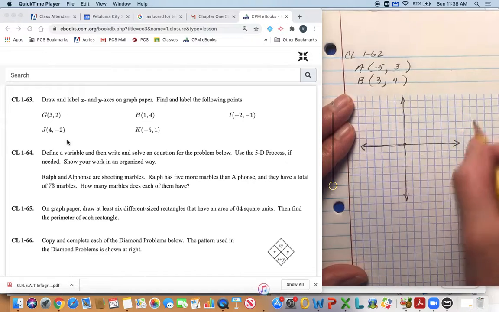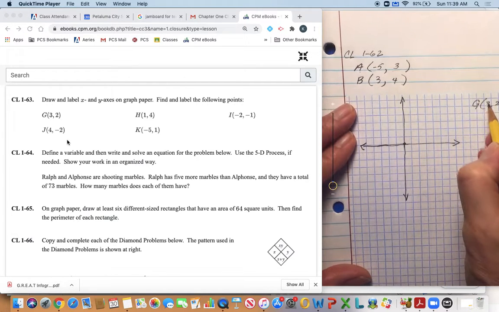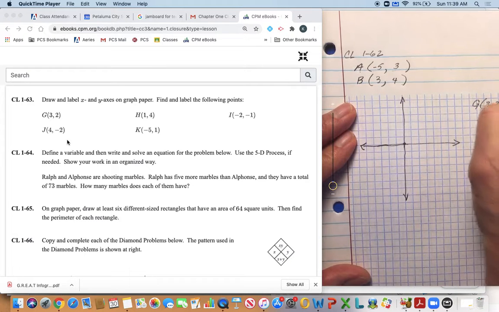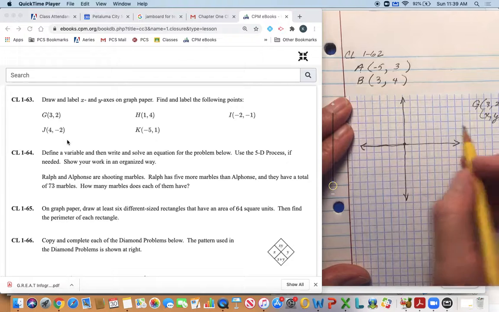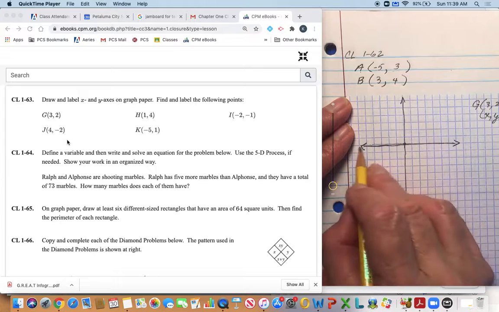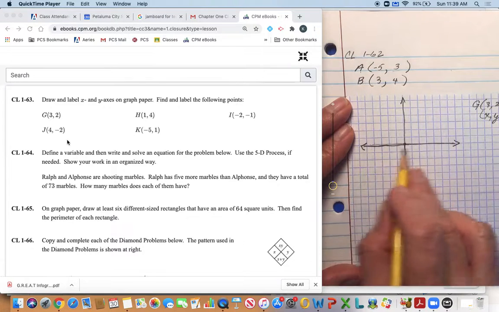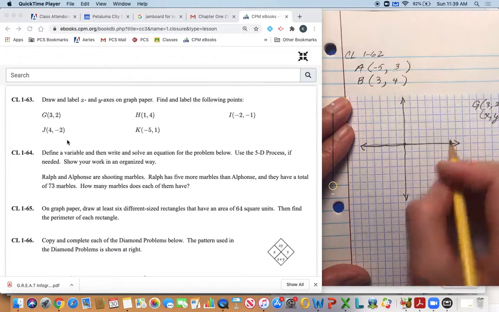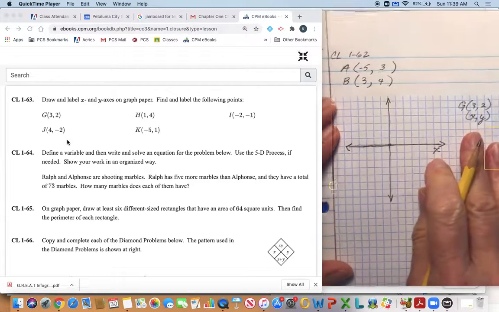The first point is G, and its coordinates are 3 and 2. So we know that this is going to be the X coordinate, and the second one is going to be the Y coordinate. The way I remember that is, remember when you learned about the number line? Did you learn about this line, the horizontal one, first, or did you learn about this one first? Well, of course, we all learned about a horizontal line first. So that is the x-axis, and that's the first number that goes here in our coordinates.